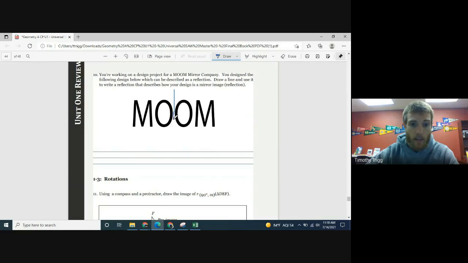By the way, a line of reflection is also called a line of symmetry. So in this case, the line of symmetry or the line of reflection would go right here. Okay, so I want you to just describe where it goes. So for these lines here, write a couple sentences just describing where we put it. You know, you could say something like, the line of reflection goes between the two O's for this image. Okay, something like that.